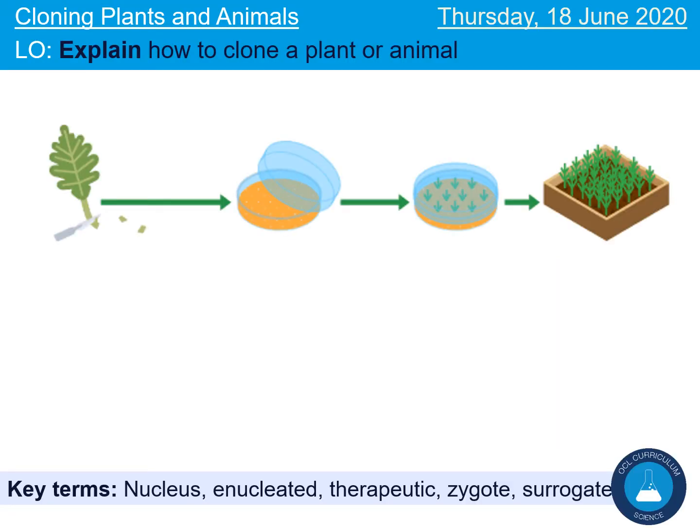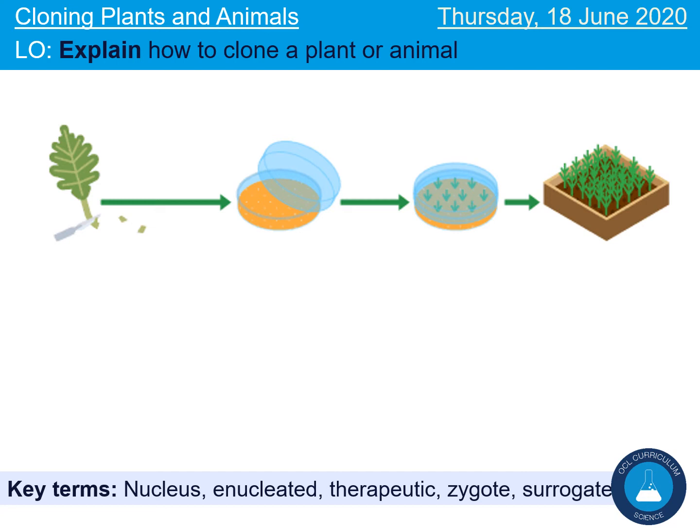To make hundreds of clones, we can't use the cutting method very efficiently. So instead, we use the tissue culture method. This makes lots of genetically identical plants really quickly. This is a 4-step process.